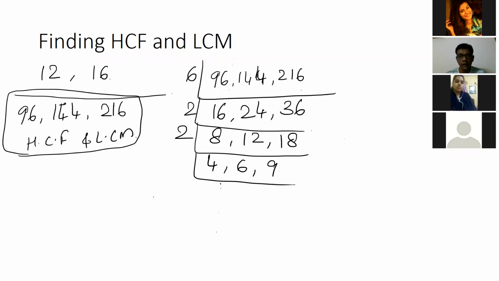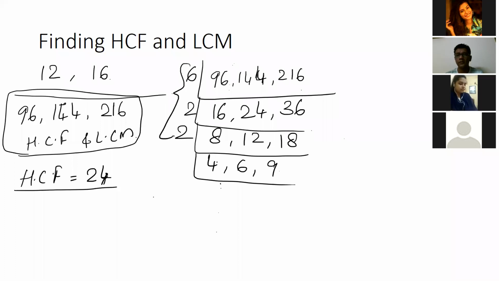So I cannot divide further with one common factor, and thus my common factor becomes 6 into 2 into 2, which is 24. So HCF becomes 6 into 2 into 2, 24. I hope all of you got this, and those who didn't, I know that you have figured out where you went wrong. Okay, that's important.